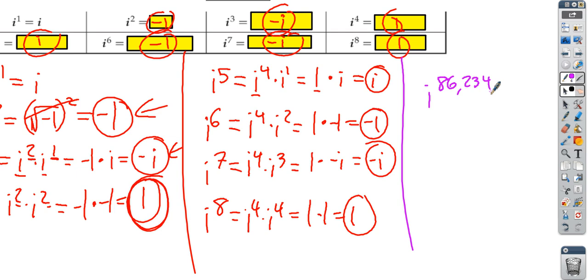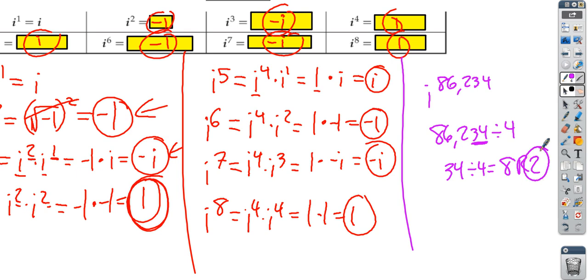The painful way to do it would be to count out patterns of 4 till you get all the way to 86,234, but there's a much easier way. Take this number here, divide it by 4. Remember, dividing by 4, we just have to look at the last 2 digits. So we're really doing 34 divided by 4. 4 goes into 34 8 times, and it gives you a remainder of 2. And that remainder is going to tell you which of these 4 it falls into.